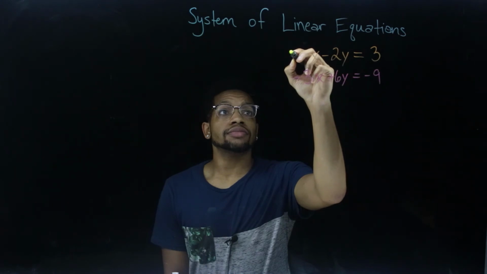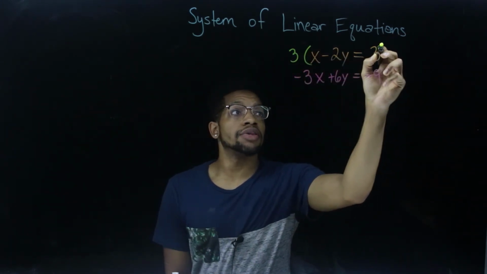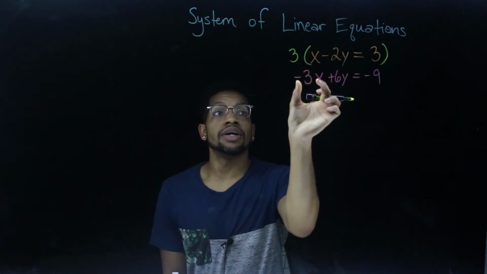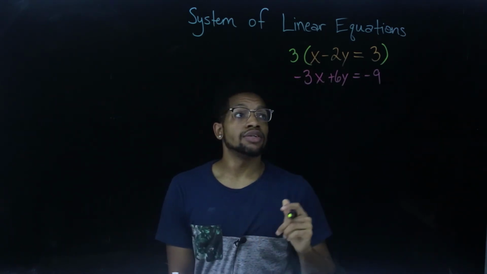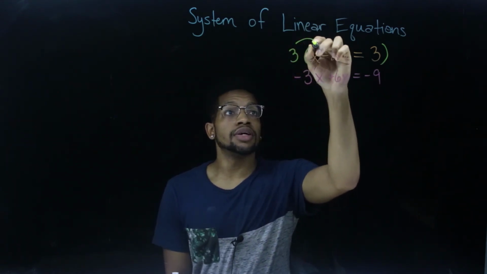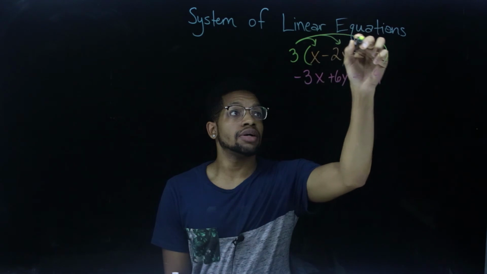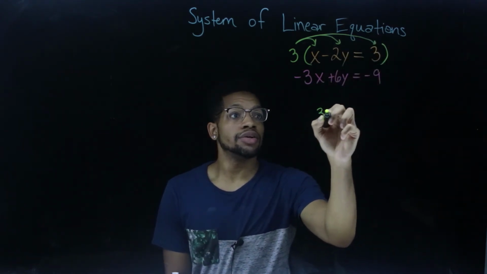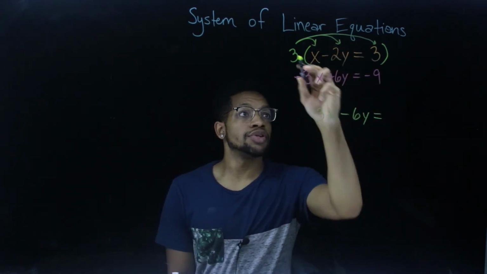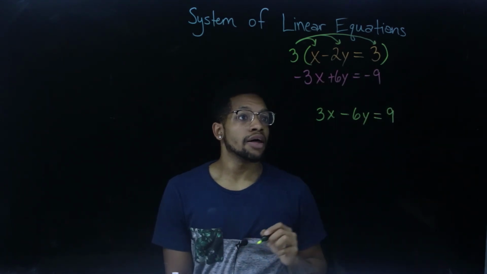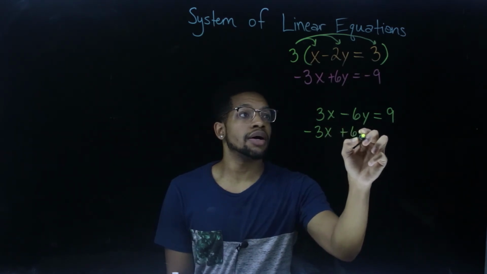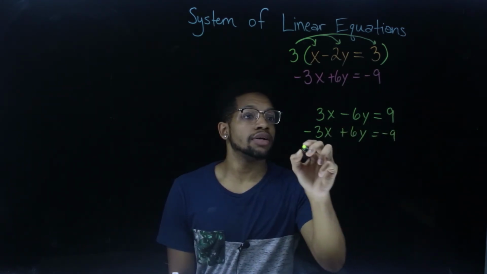And so I'll multiply this whole equation by 3. And the reason I'm doing that is because if I do that, I'll know I have a 3x on the first equation and a negative 3x on the second equation. And so what I'm gonna do is I'm gonna rewrite the whole thing, but I'm gonna distribute this thing everywhere. So it'll really be 3x minus 3 times 2y, which is 6y, equals 3 times 3, which is 9. All right, and then my second equation, I can just rewrite that: negative 3x plus 6y equals negative 9.